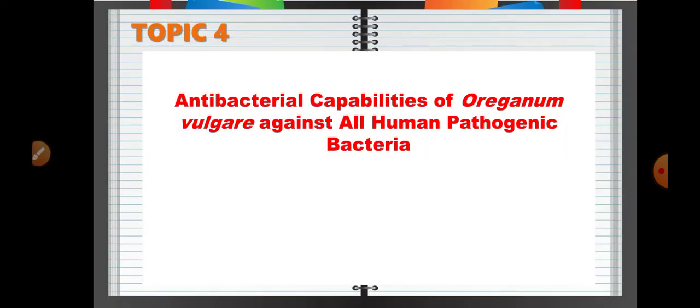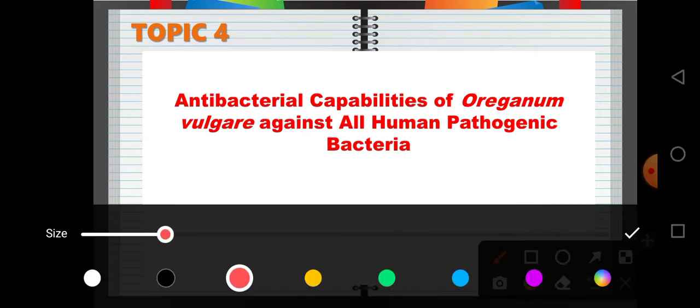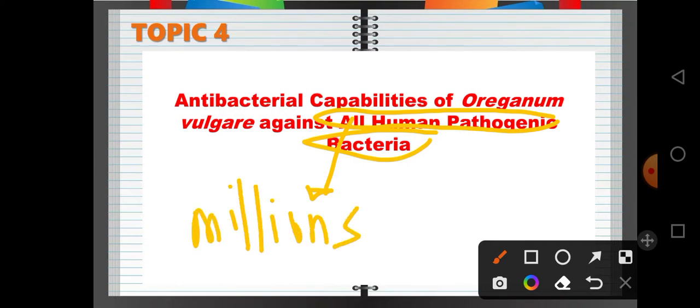Next, we have antibacterial capabilities of Origanum vulgare against all human pathogenic bacteria. So note, class, the phrase all human pathogenic bacteria. When we say all, class, it means the scope of the study will cover all the different species of human pathogenic bacteria. Therefore, it will probably consist of millions of bacteria. Okay? Millions of species of bacteria.